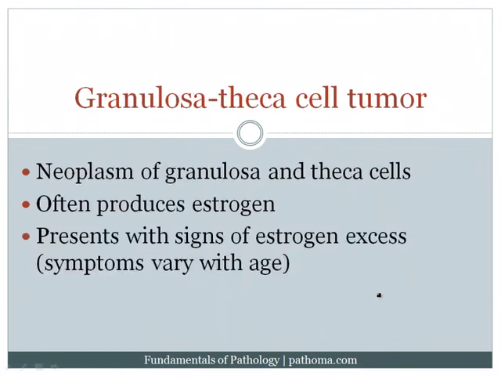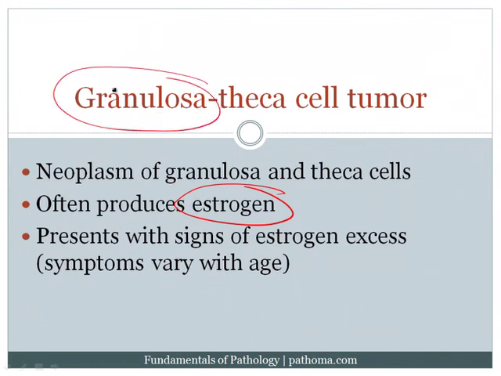So the first example would be the granulosa theca cell tumor. This is a tumor of both granulosa and theca cells. It often produces estrogen, and remember that the theca cells produce androgen, which then gets converted by the granulosa cells to estrogen. That's the normal physiology. And so in this tumor as well, the granulosa cells are going to produce estrogen, and that's going to be the dominant hormone present in the blood. So patients are going to present with signs and symptoms of estrogen excess.